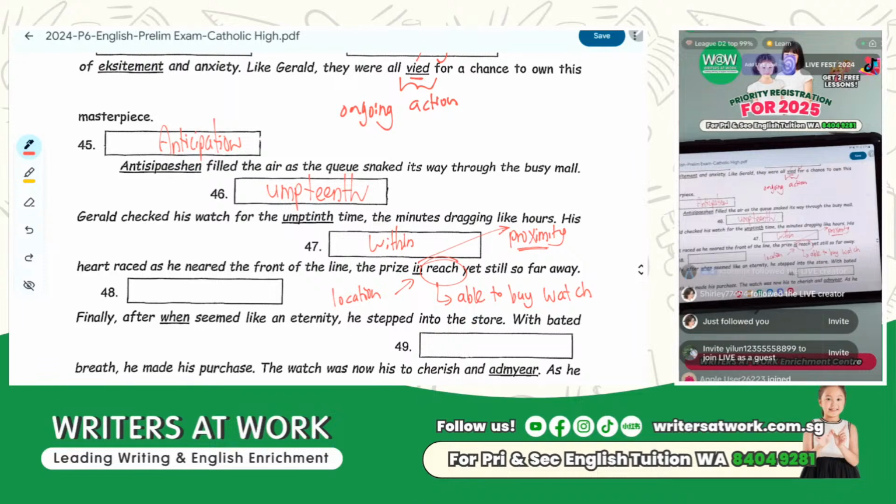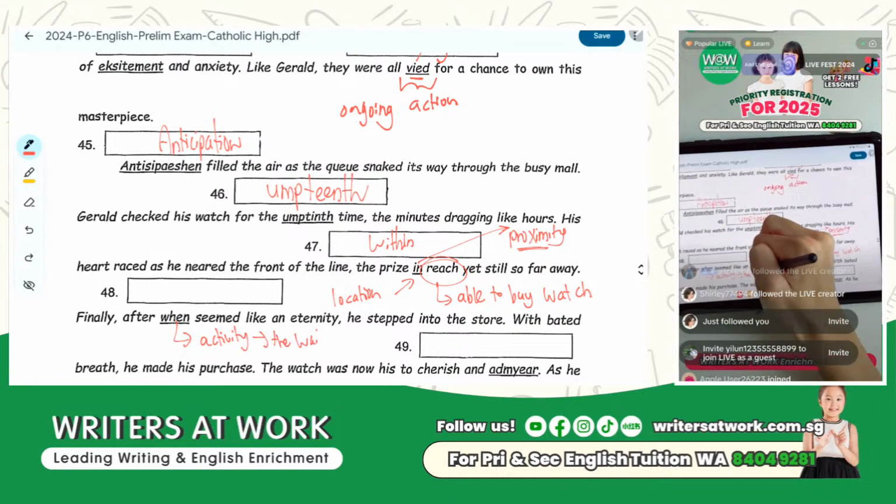Finally, after dash seemed like an eternity. So we are looking at a particular activity, right? The wait for the watch. So as such, it will be what seemed like an eternity.